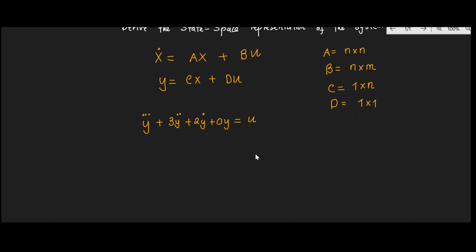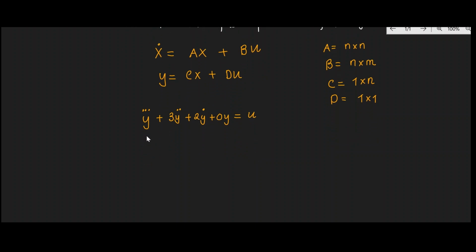Now what you're going to do here, since this is a third order differential equation, you need three state variables to describe this. So we're going to say, let y equal the first state variable, which is x1. I'm going to call this equation number 1. In fact, this equation is usually the output equation. In some cases it may be different, but this one usually gives you the output equation.